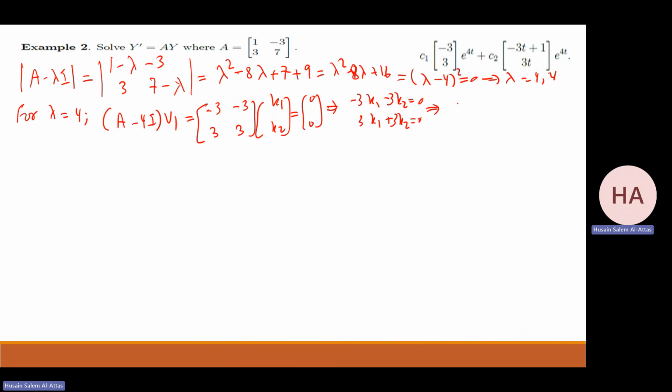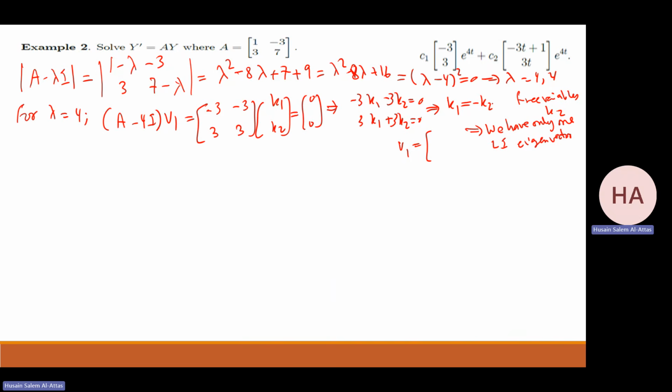I'm getting that K1 equals minus K2. So how many eigenvectors do we have? Not three independent eigenvectors. We have only one. You have only one free variable, which is only K2. So we have only one linearly independent eigenvector, which I will find now.